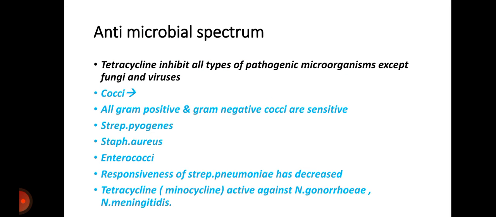Let's discuss the antimicrobial spectrum. Tetracycline inhibits all types of pathogenic microorganisms except fungi and viruses. In cocci, all gram-positive and gram-negative cocci were originally sensitive. But now only a few streptococcal pathogens, Staphylococcus aureus and Enterococci respond. Responsiveness of Streptococcus pneumoniae has decreased. Tetracyclines, especially minocycline, are now active against Neisseria gonorrhoeae and Neisseria meningitidis.